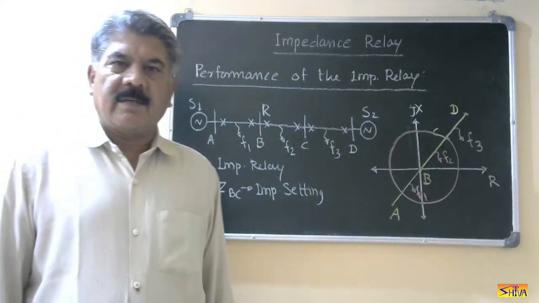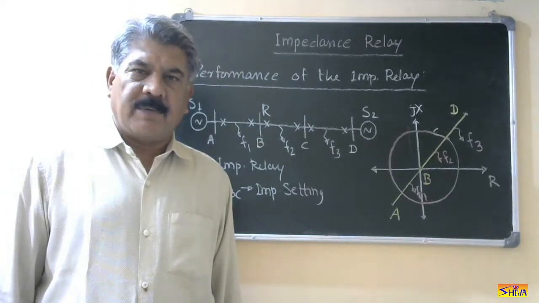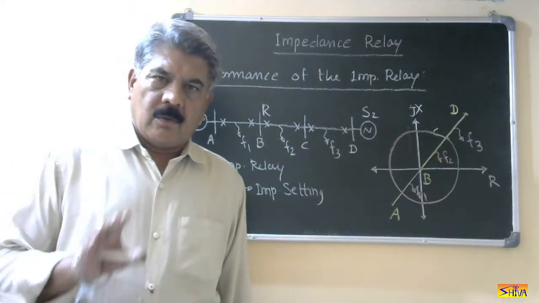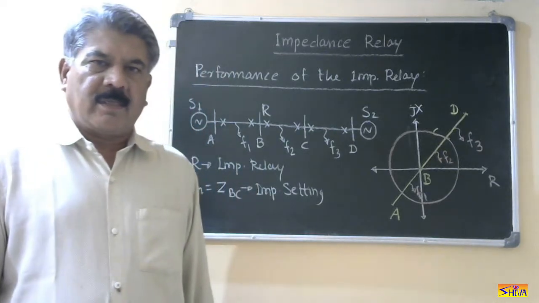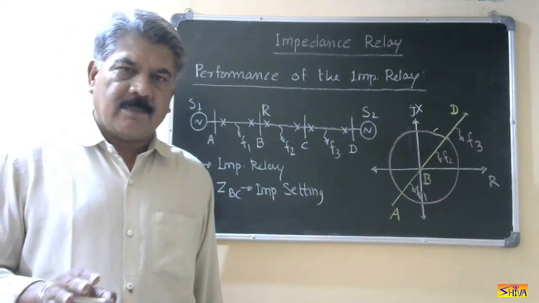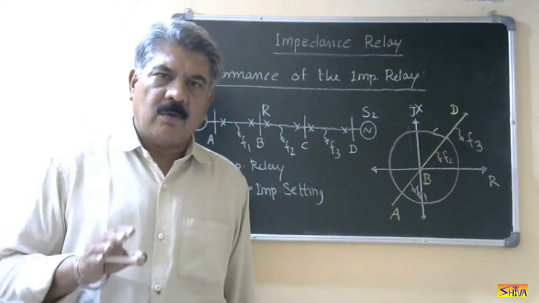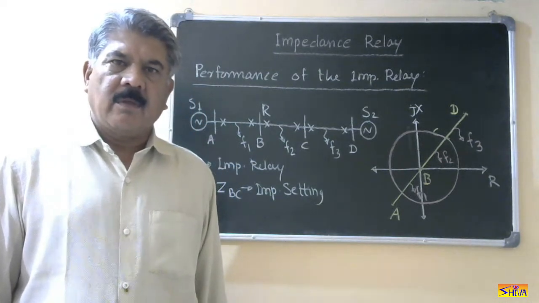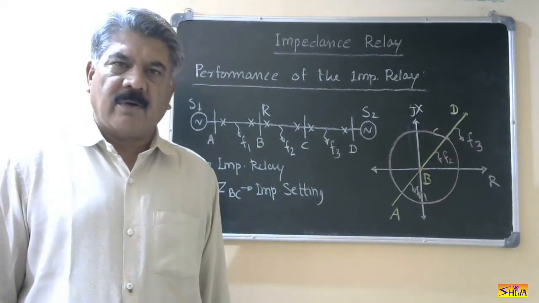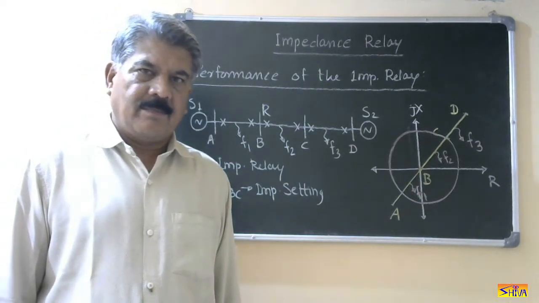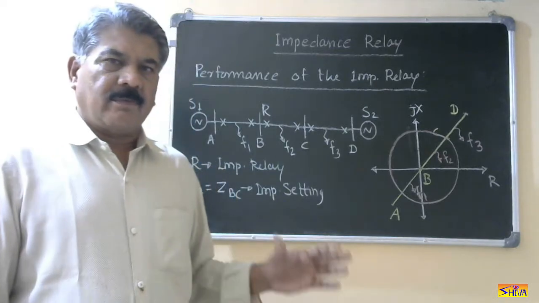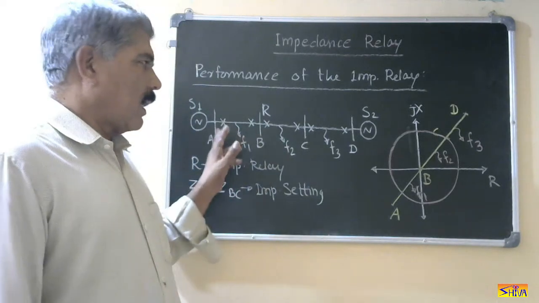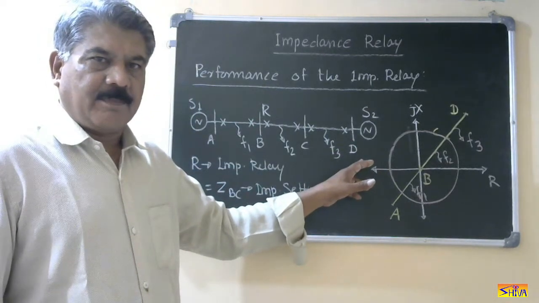Now let us check the performance of the impedance relay. To check the performance of a distance relay means to see how the relay will behave under normal condition, for an internal fault, and for an external fault on either side. To check the performance of all the distance relays, I will consider this standard system.